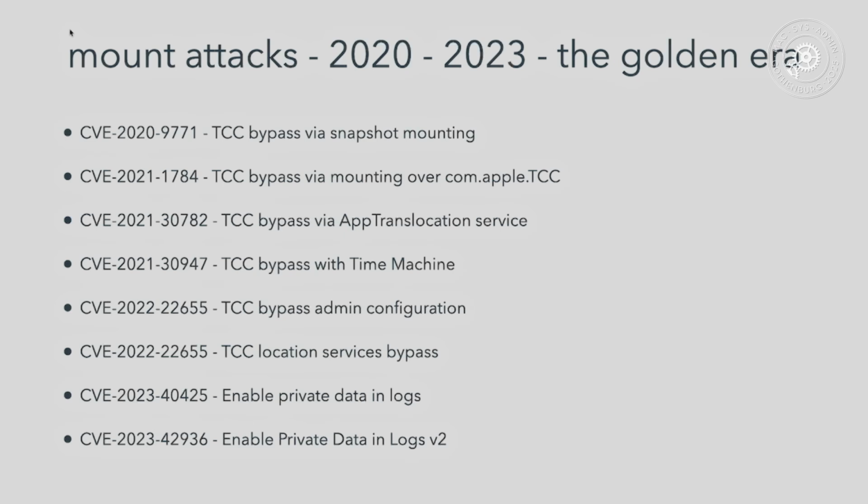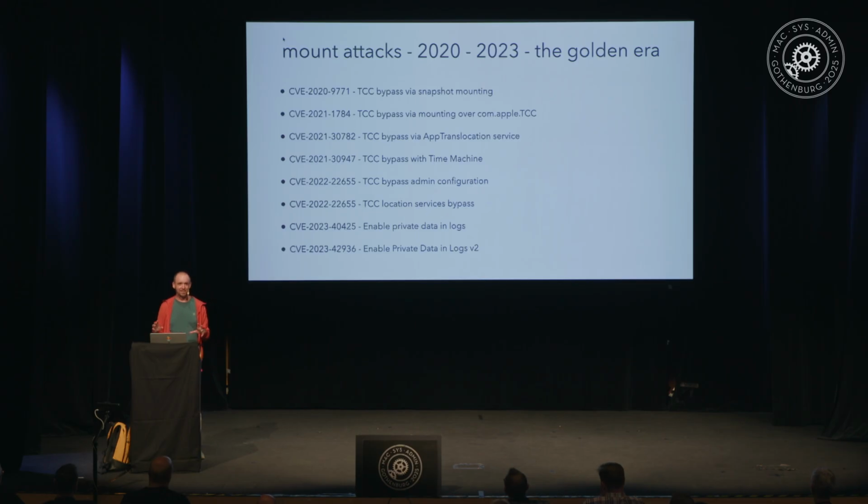Now, another big area for TCC is the overlook of the mount operation. Between 2020 and 2023, I called it the golden era of mount attacks. You could do two tricks with mounting. Either mount over a specific directory and drop a custom configuration file. So like drop a custom TCC database by mounting over the com.apple.TCC directory where the TCC database is stored. Or drop a custom PAM configuration file.